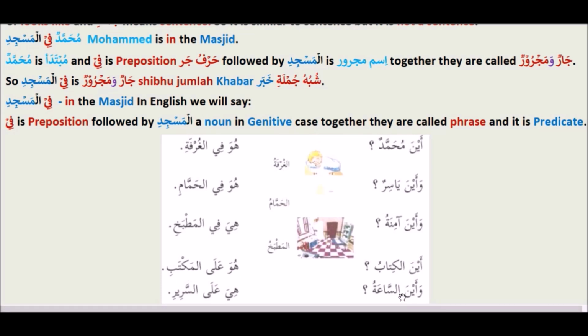Wa aina as-saatu, and where is the watch? Here, ala as-sariri, it is on the bed. Hiya is mubtada, and as-saatu is a feminine noun, so hiya has been used over here. Ala is harfu jar, as-sariri is ism majroor, ala as-sariri is jarun wa majroorun shibhu jumla khabar.